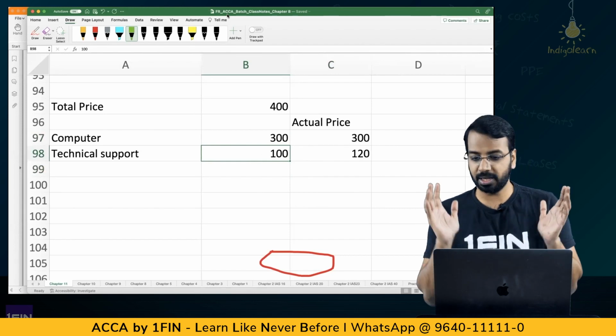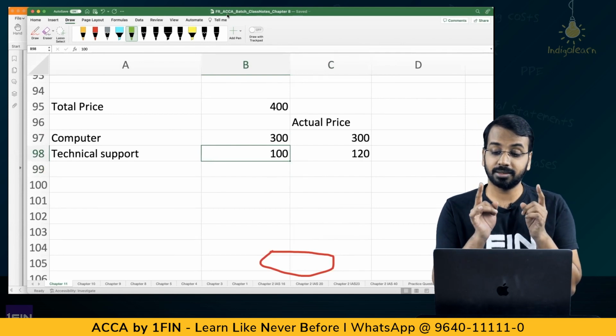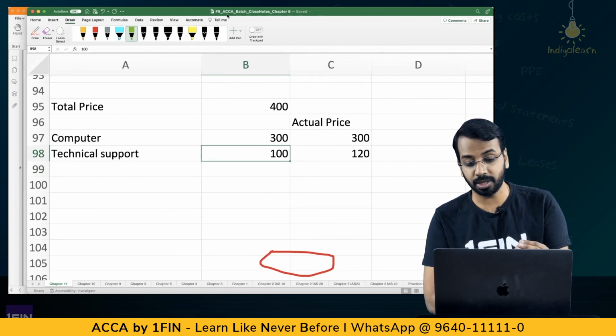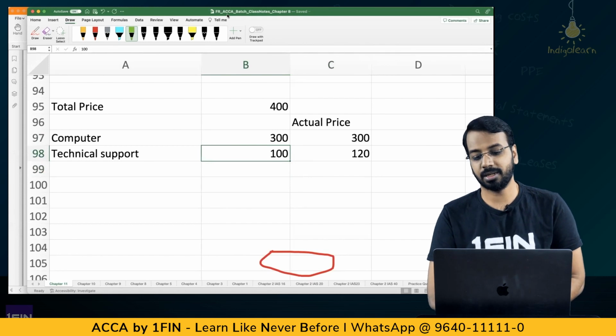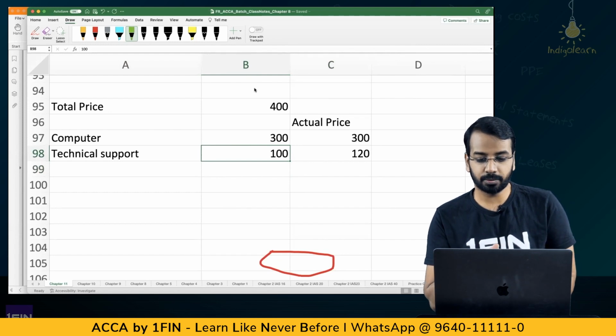Yes, it will be over a period of time. But what should be the amount that I should say, how much is towards the computer and how much is towards technical support? 280, 120, okay.